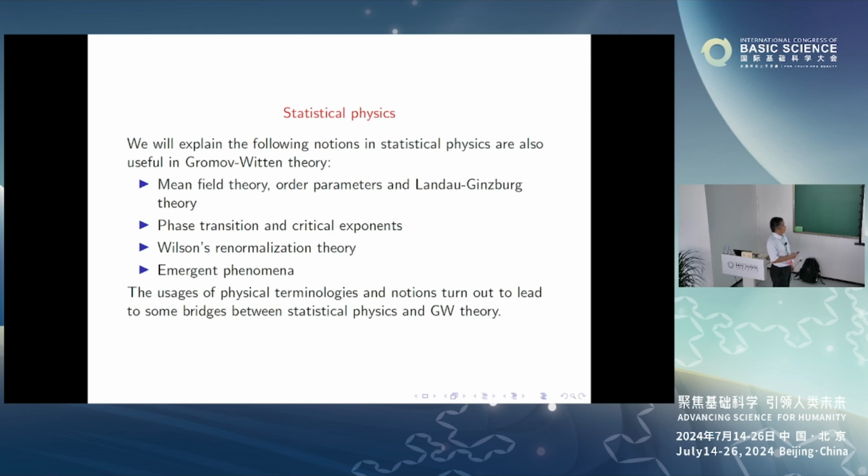So I'd like to explain today the following notions in statistical physics that are also useful in Gromov-Witten theory: mean field theory, order parameters, Landau-Ginzburg theory, phase transition, critical exponents, and furthermore, Wilson's renormalization theory and emergent phenomena. The usage of such physical terminology and notions turns out to lead to some bridges between statistical physics and Gromov-Witten theory.